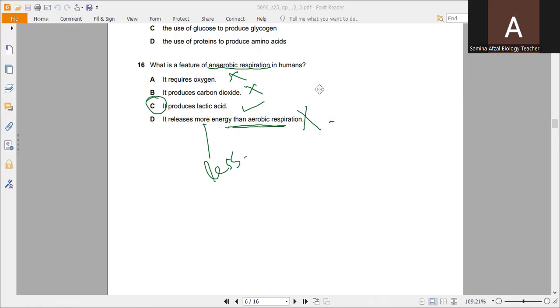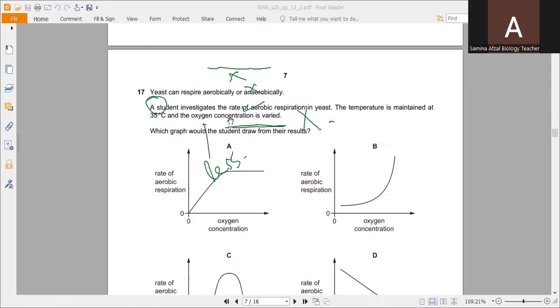Because when we do sprint exercise, our body respires anaerobically. As a result of anaerobic respiration, the lactic acid is produced in the muscles.